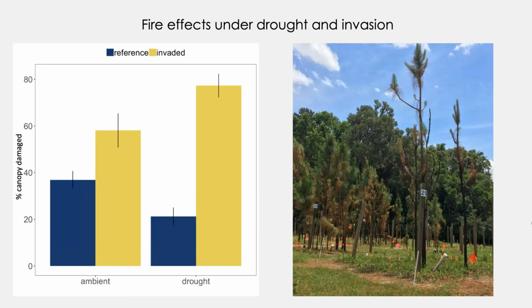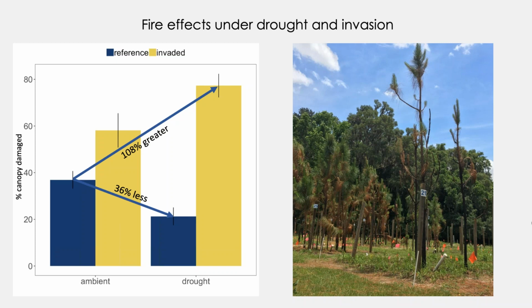As a result, we saw very big differences in terms of damage to the trees. Here on the y-axis, I'm showing percent of these longleaf tree canopies that were damaged. The first thing to notice is that there was twice as much damage in the invaded plots under drought conditions. However, under reference conditions in drought plots, there was 36% less damage. And so there's an interesting interaction here.